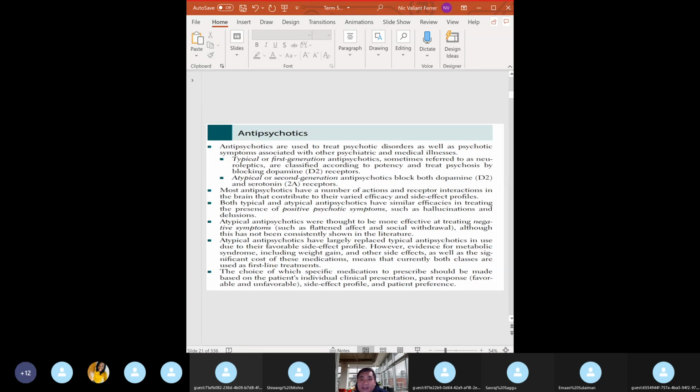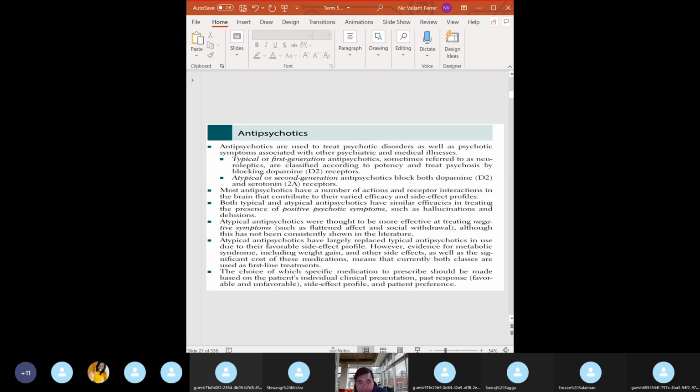Both the typical and atypical, high yield, have similar efficacies in treating the positive psychotic symptoms, so your hallucinations, your delusions, right? Atypical antipsychotics are thought to be more effective at treating the negative symptoms: the anhedonia, the alogia, the decrease in interest in socialization, the flat affect. Okay, don't forget that. I have a question again for you guys.